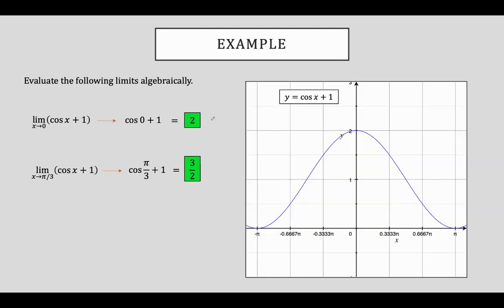Graphically, we can verify these answers. Here I have the graph of y equals cosine x plus 1. Notice that as my x values get closer and closer to 0, here's x equals 0, the y values get closer and closer to 2. Similarly, as the x values get closer and closer to pi over 3, that's a third of pi, the y values get closer and closer to 3 halves, or 1.5.